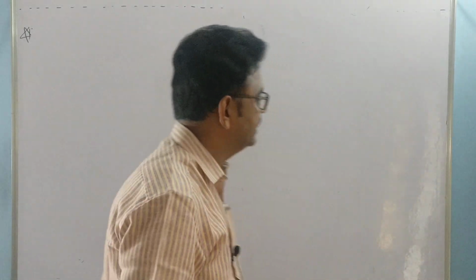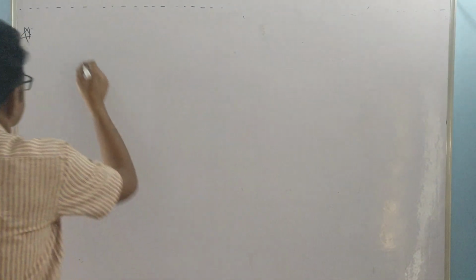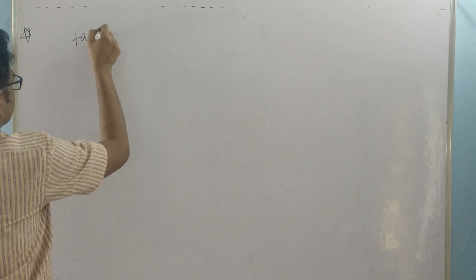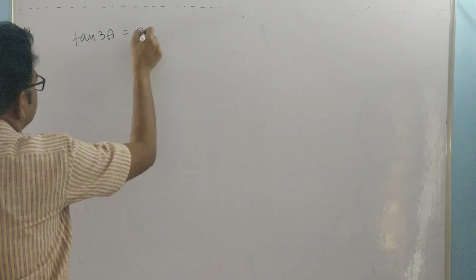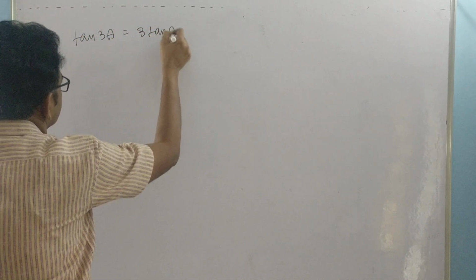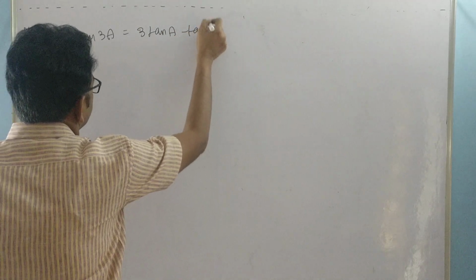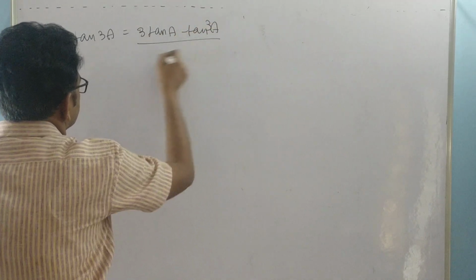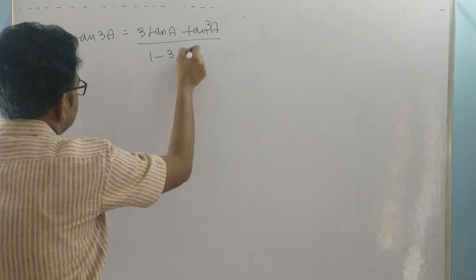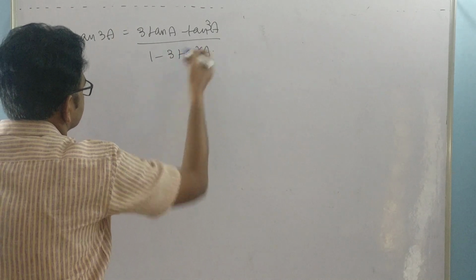Next one, tan 3A. Tan 3A is equal to 3 tan A minus tan cube A by 1 minus 3 tan square A.